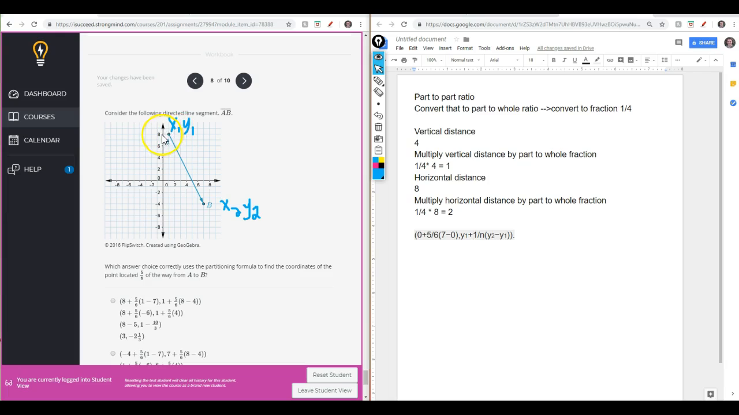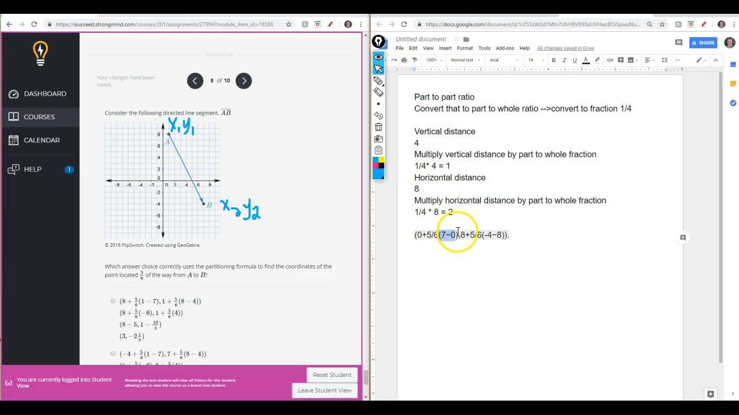So now we're going to do the same thing and just substitute for our y's. So y1 here is 8. And now it's wanting it 5/6 of the way down, so this is 5/6. And then y2 is our B y-coordinate, which is -4. And y1 again was 8. So again, this is the formula of what we were doing.